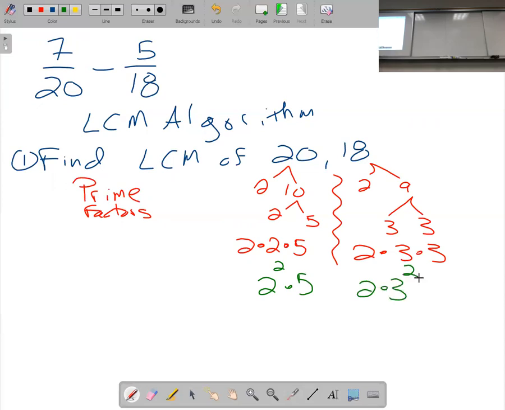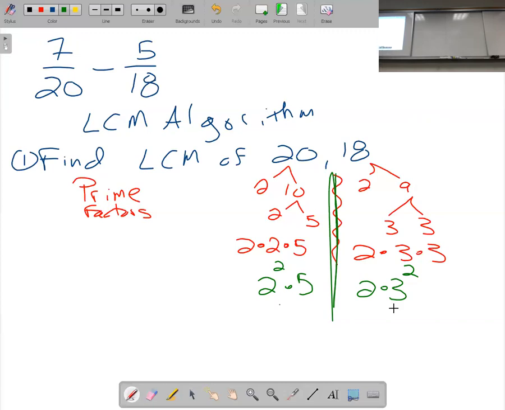Shouldn't the 3 come before the 2, because of a higher power? Well, I'm just writing down what they are. I'm not coming up with the lowest common multiple yet. That's my next step. Usually when we write the prime factorization, we write the primes in order from smallest to largest with their powers. So all I'm saying right now is 20 is equal to 2 squared times 5, and 18 is 2 times 3 squared.